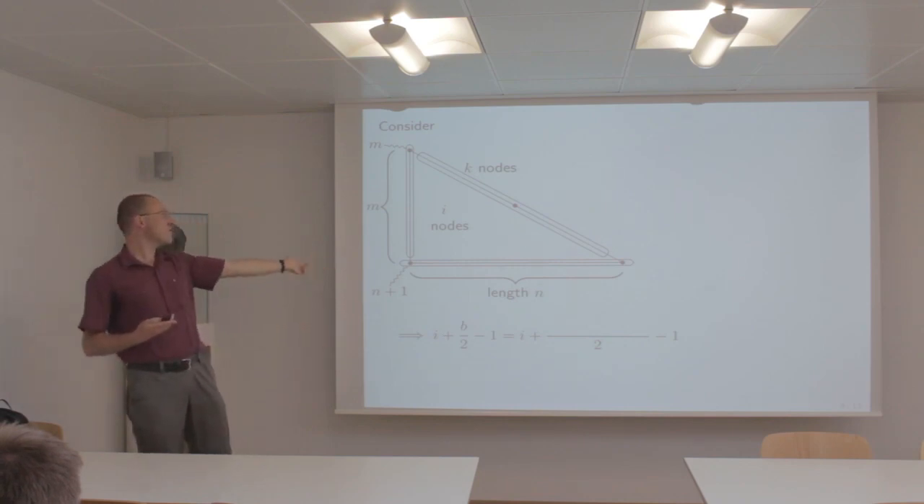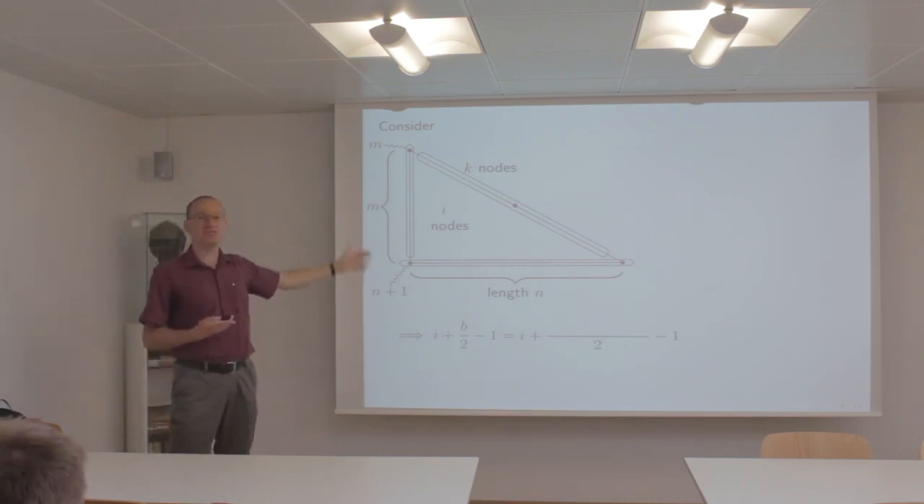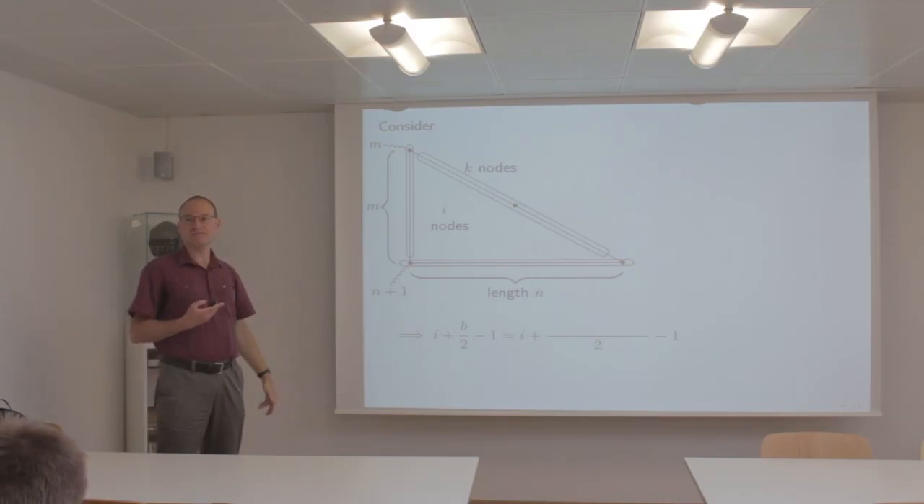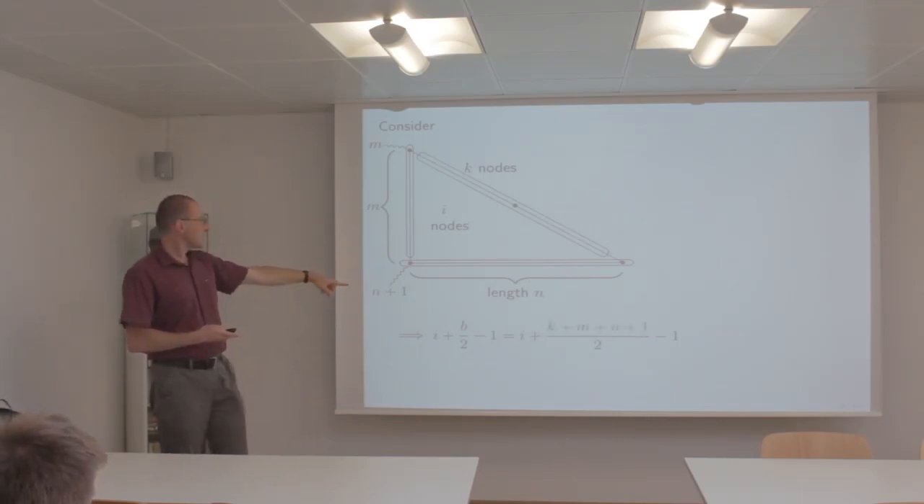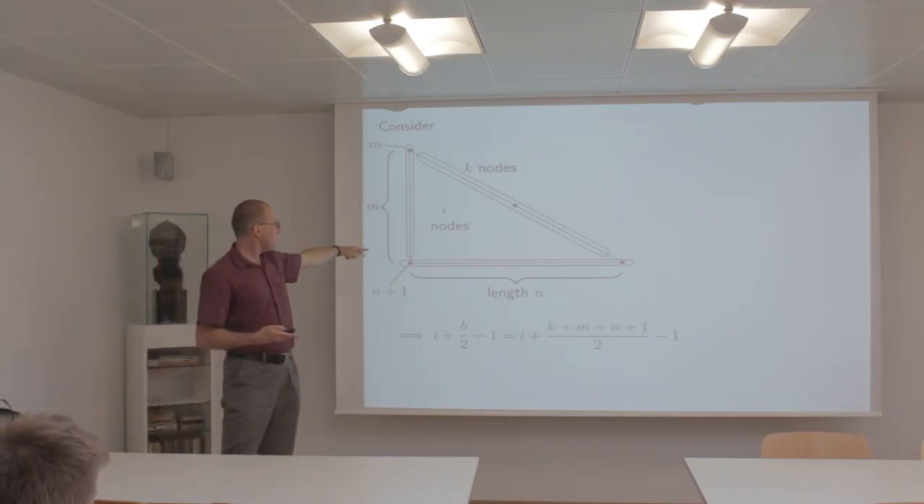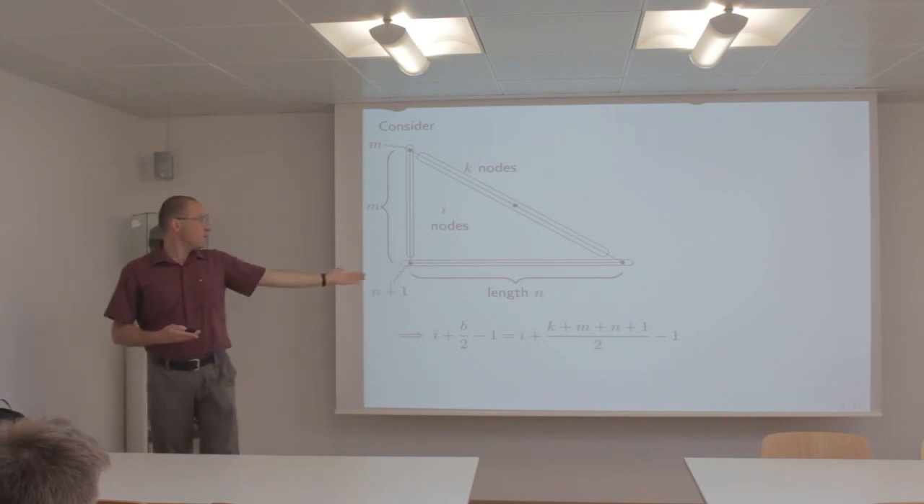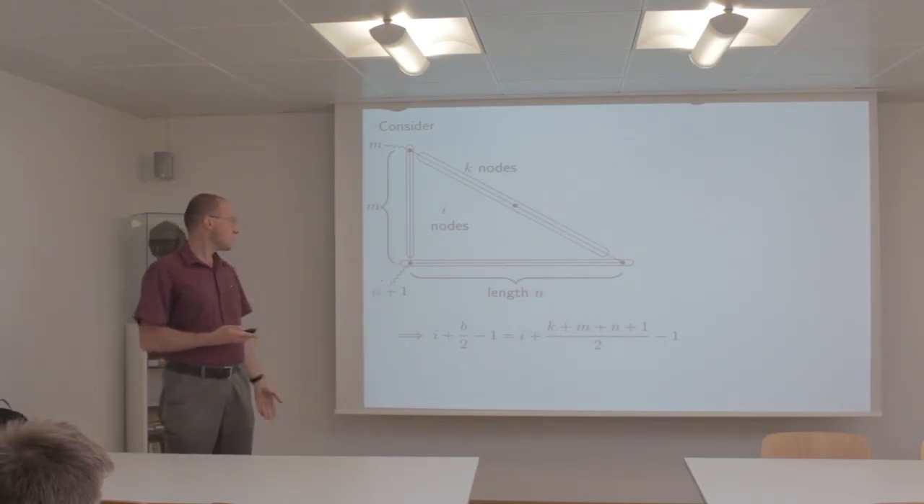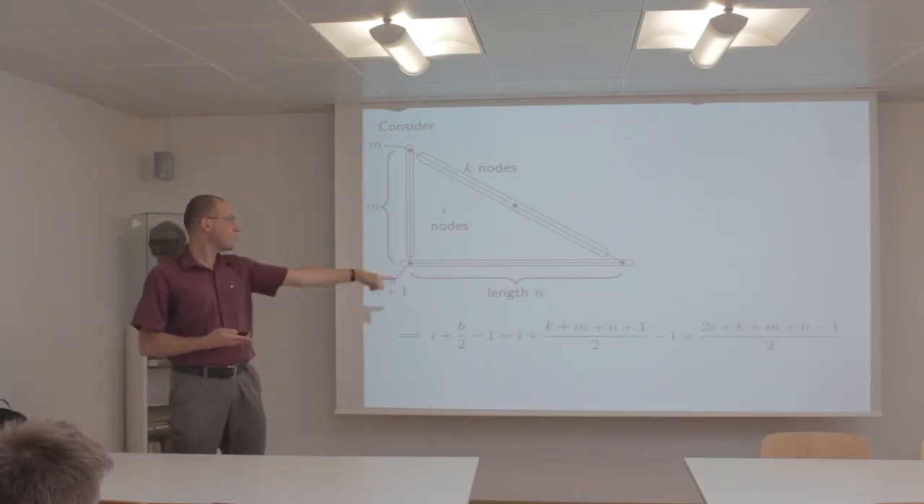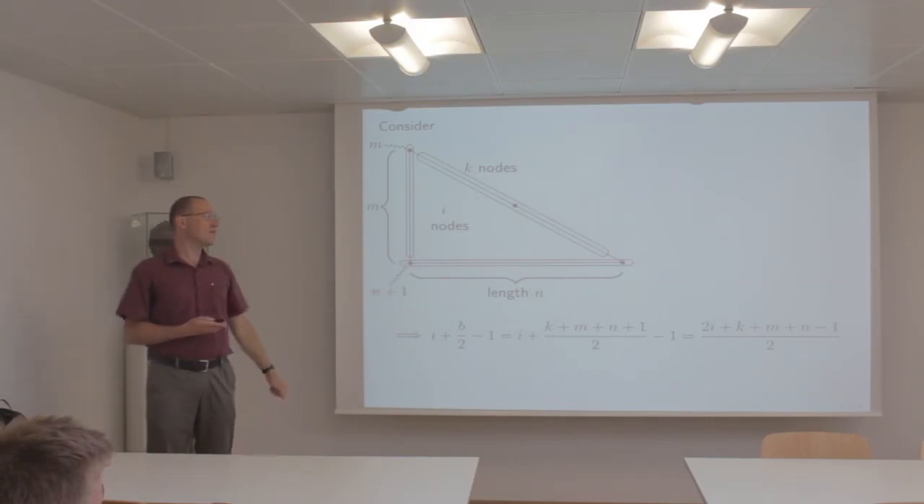Now the boundary points, how many boundary points do you have in this notation? Yes? m plus n plus k plus 1. Absolutely. So we start with k, and then m, and then n plus 1. Now, that's what we have to figure out. Okay. Go to a common denominator, write it as 2i plus k plus m plus n minus 1 over 2.